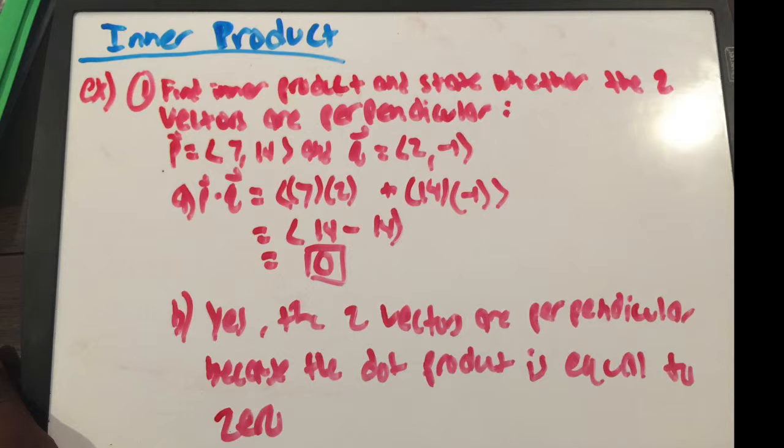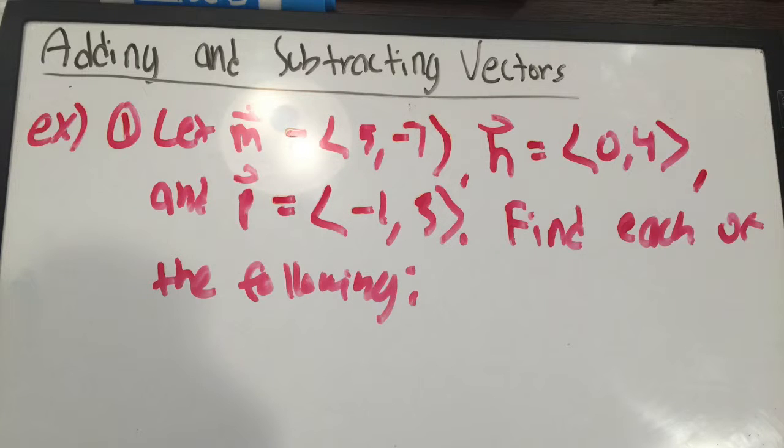So first of all, you have to find the dot product of P and Q. That will equal 7 times 2 plus 14 times negative 1. That will equal 14 minus 14, which indeed does equal 0. So, yes, the two vectors are perpendicular because the dot product is equal to 0.